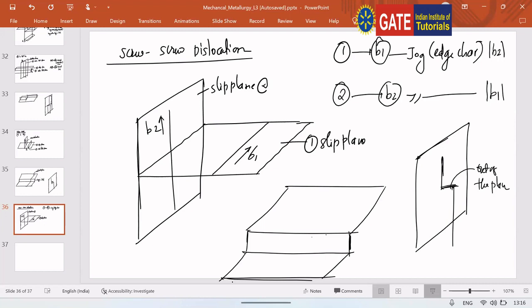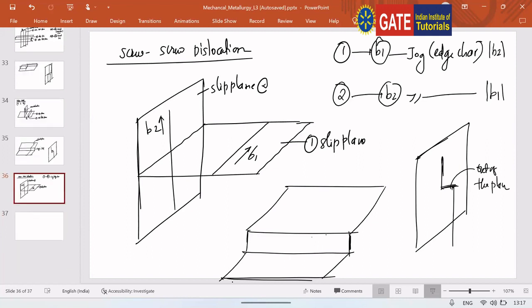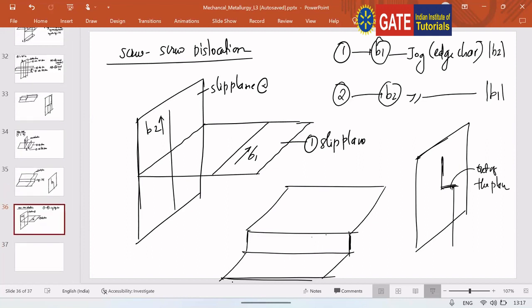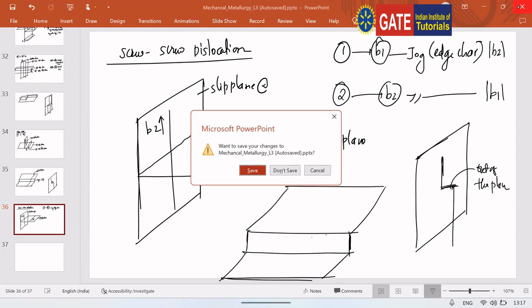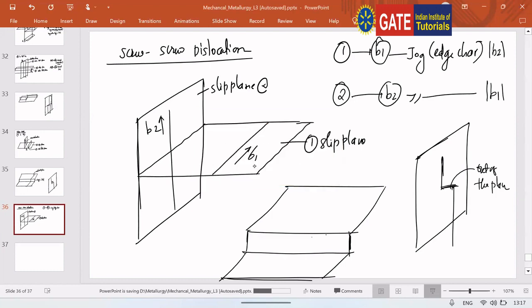Any doubt till this? Fine. Let me check if some stuff remains. From this, the part which is related to the Miller indices, we are going to study later, in the physical metallurgy. So I'm not going to teach that now. After completing this mechanical metallurgy, we will focus on that. Let me close this presentation and open the other one.